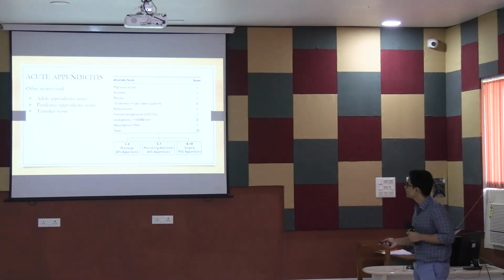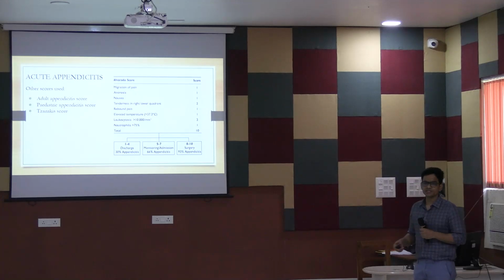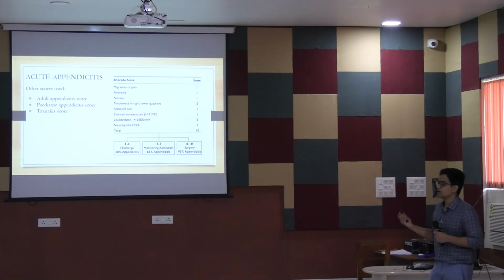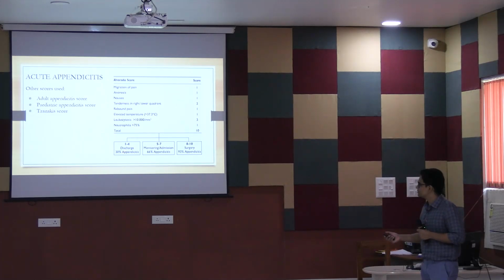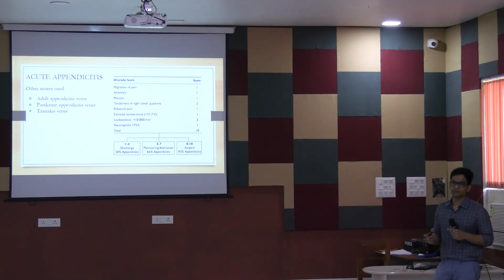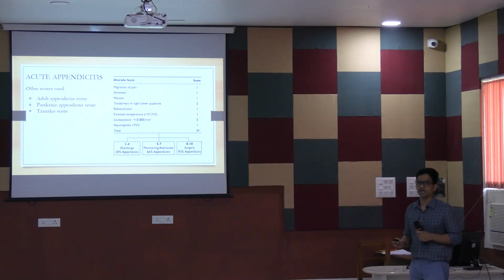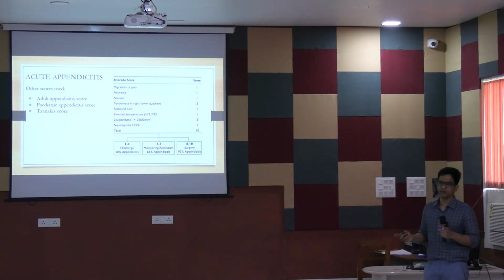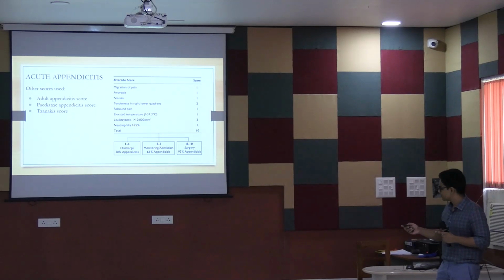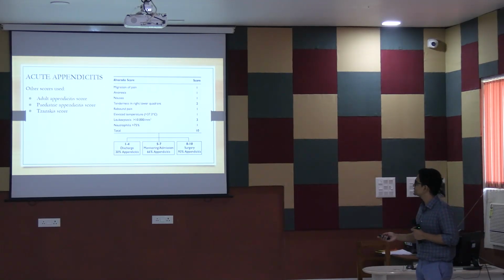Now there are different scoring systems that are used for appendicitis. The Alvarado score is commonly used. Based on this scoring, a score of 1 to 4 carries a 30% chance of appendicitis. 5 to 7 is a 66% chance of appendicitis, so the patient needs to be admitted and monitored. And 8 to 10, obviously the patient requires surgery and there is a high chance of appendicitis.